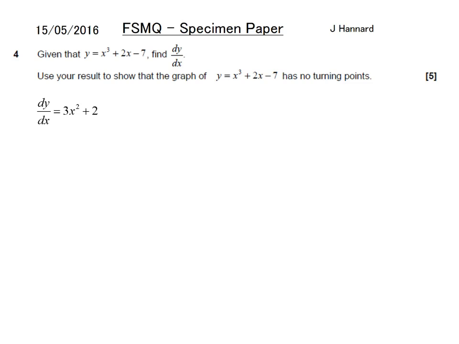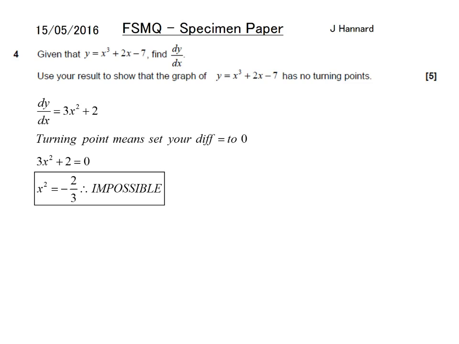But then you've got to use your result to show that the graph of that has no turning points. A turning point is another way of saying a stationary point. So we need to set dy by dx equal to 0, so we get that. Taking it over the other side, you get x squared to be minus 2/3, therefore it's impossible. You can't square root negative numbers at this level of maths, so therefore it must have no turning points.